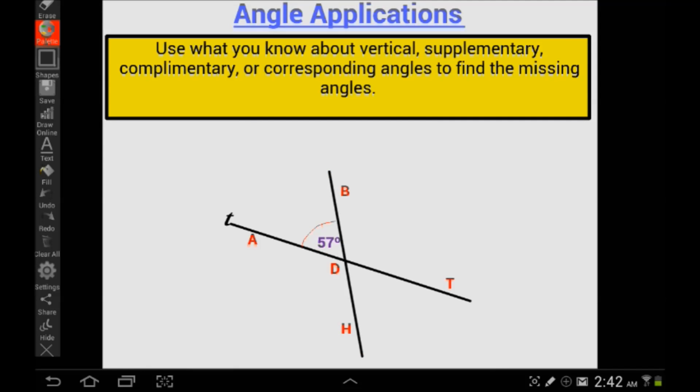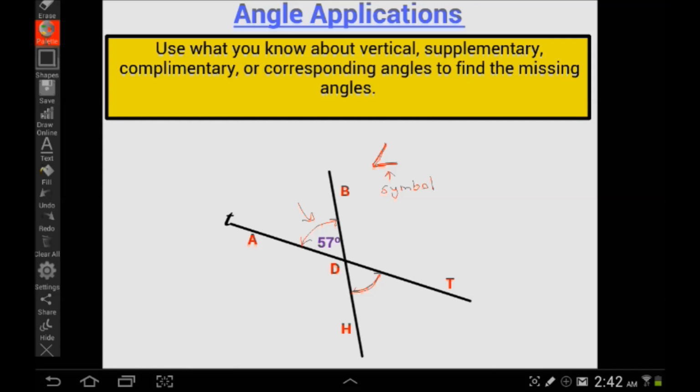Okay, so this angle right here, like I said, is 57 degrees. Now vertical angles are angles that are opposite of one another. So 57 degrees is opposite of this angle right here. Now the angle that's 57 degrees, let me just describe this to you. When we write down what an angle is, we use the angle symbol. That's the symbol for an angle. Whether it's acute or obtuse, we always use that symbol.